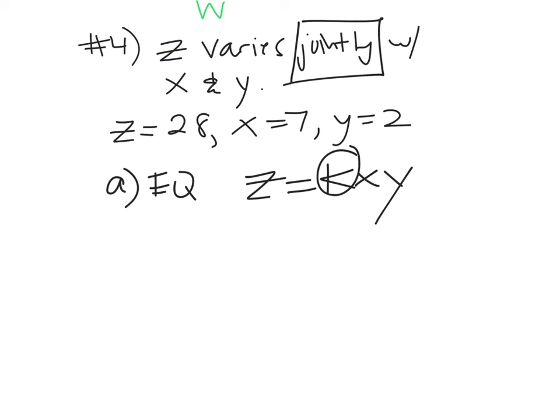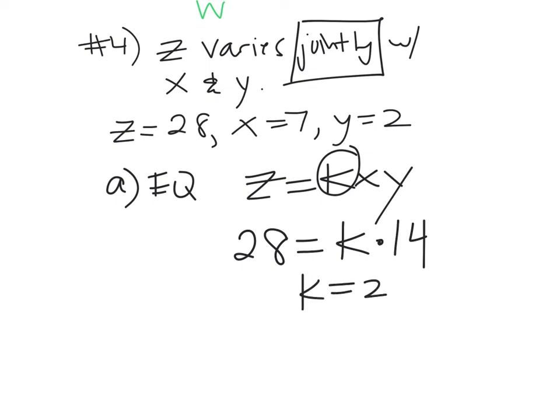So let's find out what k is by taking z, x, and y and plugging them all in. Oh, this is algebra. Not too bad, huh? It looks really complicated at first, but it's not bad. 28 goes in for z, k, and then x times y is 14. Solve for k. So let's divide by 14, so k is 2. So go back to here and plug it in. Our equation is z equals 2xy.